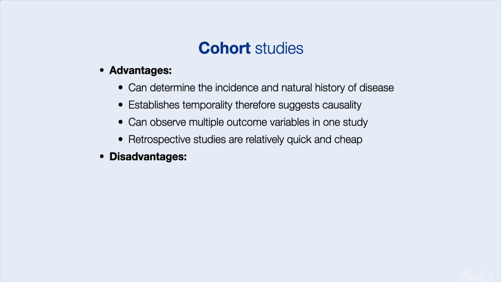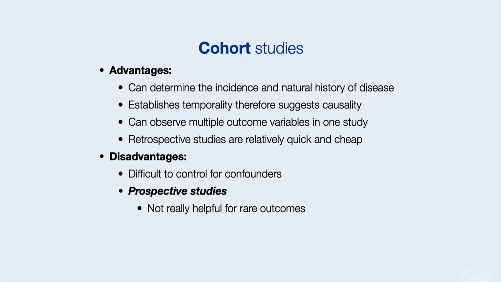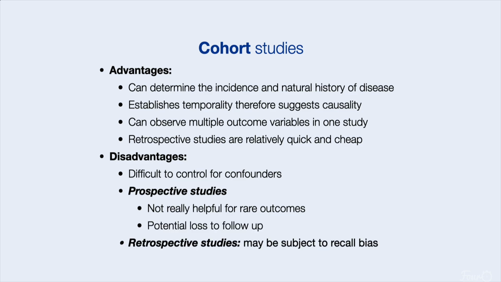The disadvantages of cohort studies include difficulty controlling confounders. Disadvantages of prospective studies specifically are that they're not really helpful when studying a rare outcome, and that there is a potential for loss to follow-up. Retrospective studies specifically may be subject to recall bias.